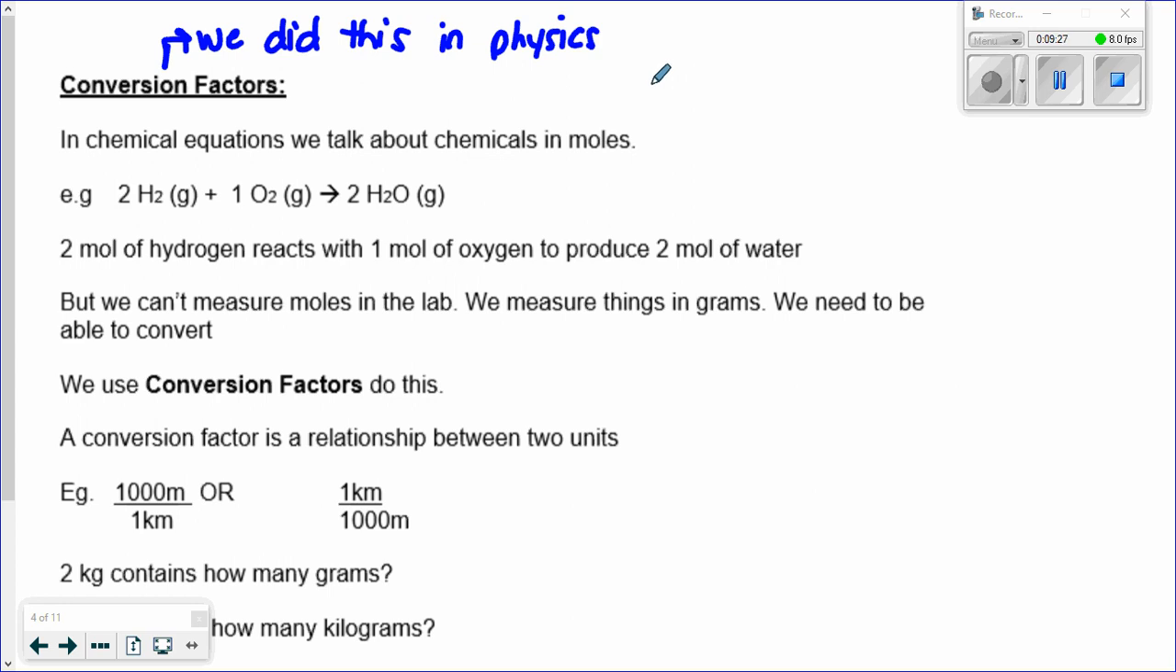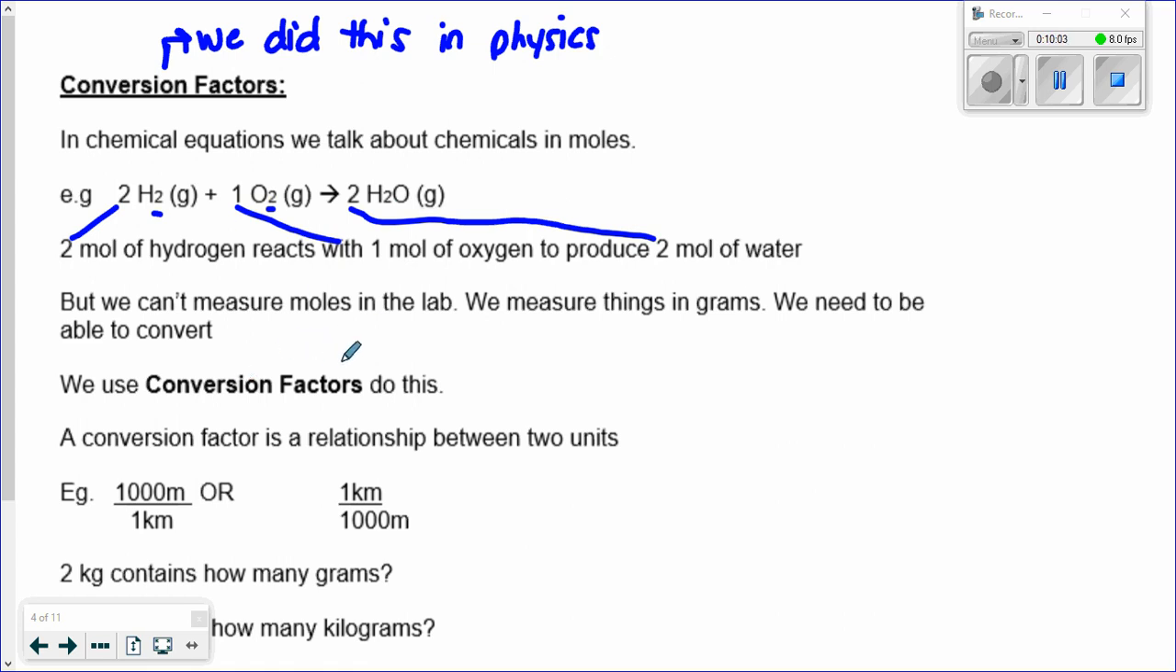So in chemical equations, we talk about chemicals in moles. We've already said that. So we have an equation here: hydrogen gas plus oxygen gas producing water vapor. Another way that we could say that is 2 moles of hydrogen reacts with 1 mole of oxygen to produce 2 moles of water. You can see that those numbers come from the balancing of the equation. Again, things to keep in mind, hydrogen and oxygen are both found diatomically, so if you're given your word equation, you need to write that out.